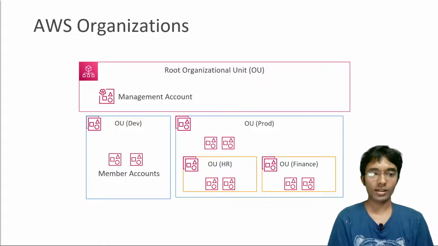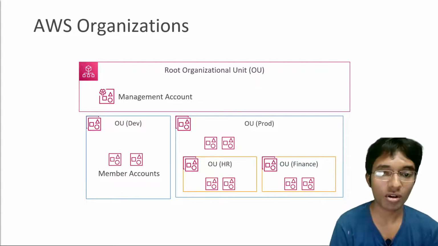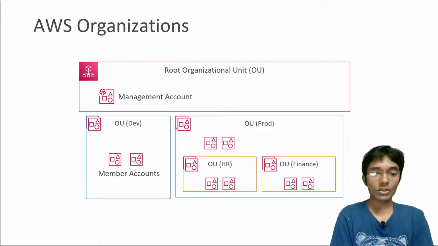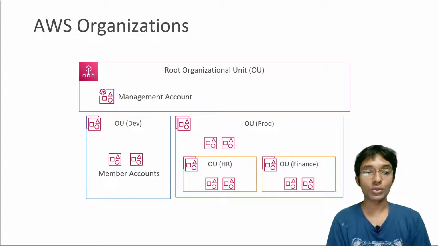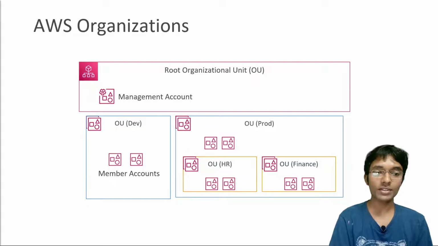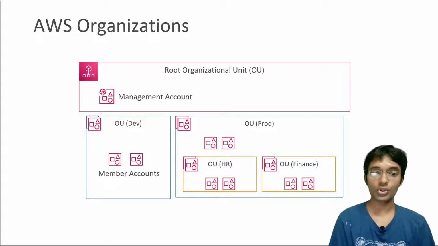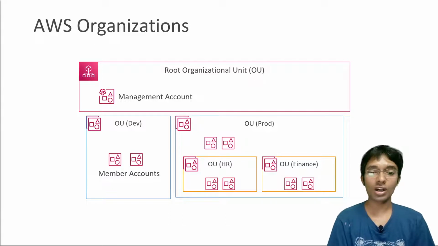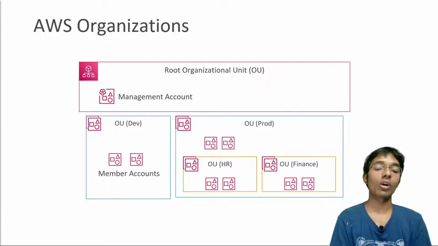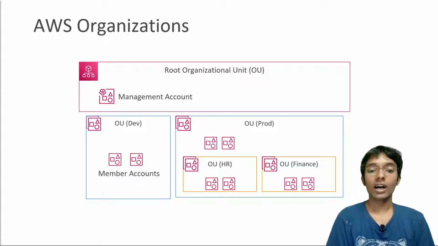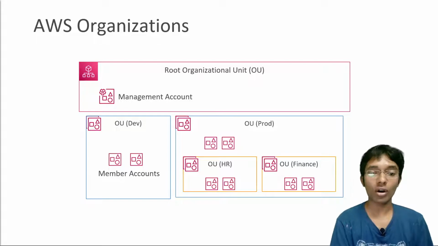Okay, so now let's talk about AWS Organizations. AWS Organizations is a way for you to manage multiple AWS accounts at once. Within Organizations, we have at the top level the root organizational unit, or OU, and it will contain our management account, which is the account that will be used for all administration purposes. And then within the root organizational unit, you can have different organizational units.